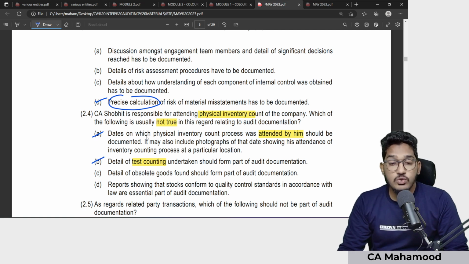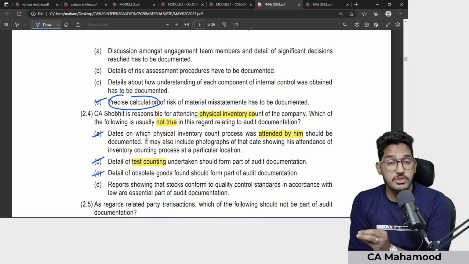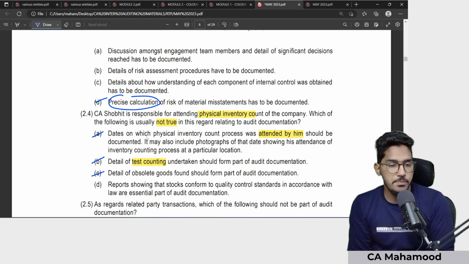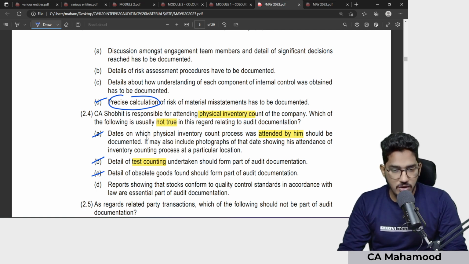Details of obsolete goods found should form part of audit documentation. Yes, as a part of the stock verification, which particular stock is obsolete. Obsolete means what? Damaged, inferior quality. So as a part of physical verification, if you find any obsolete stock, even the details of that obsolete stock also should form part of documentation.